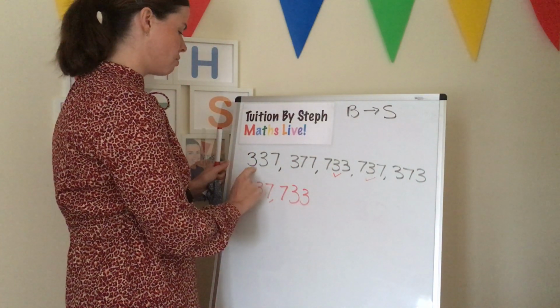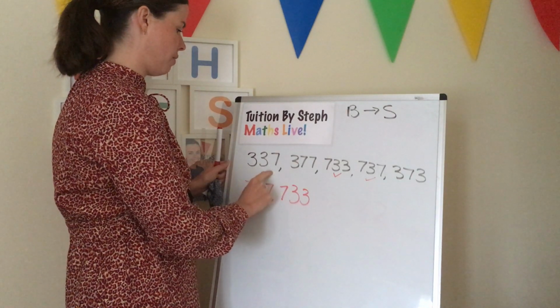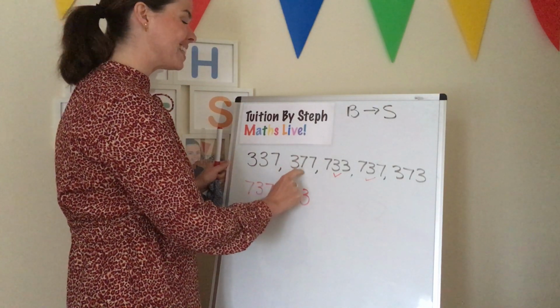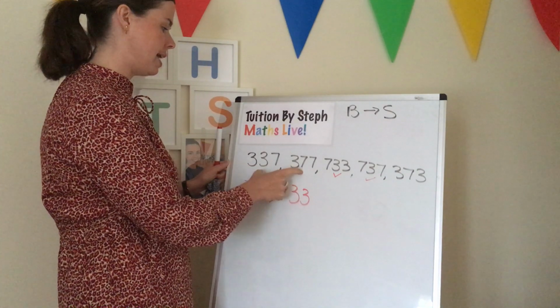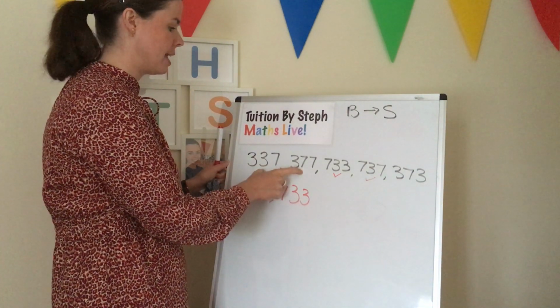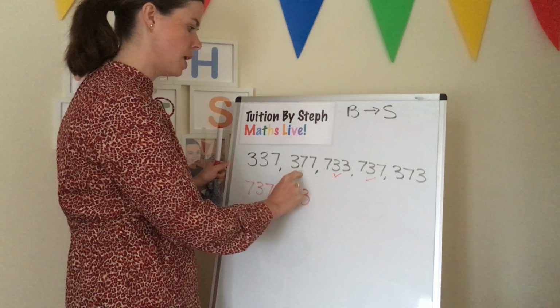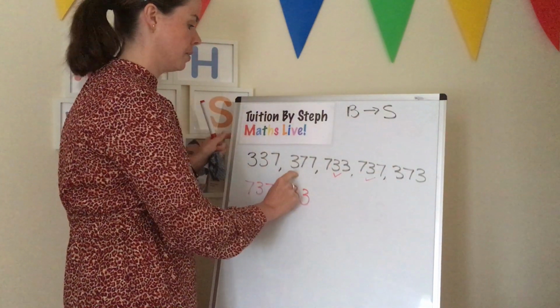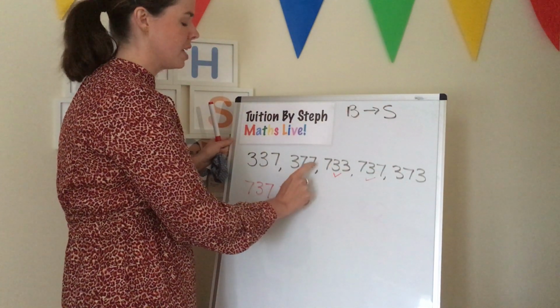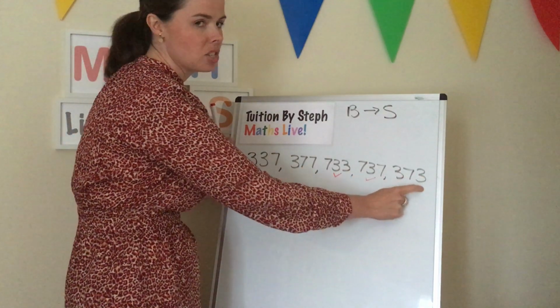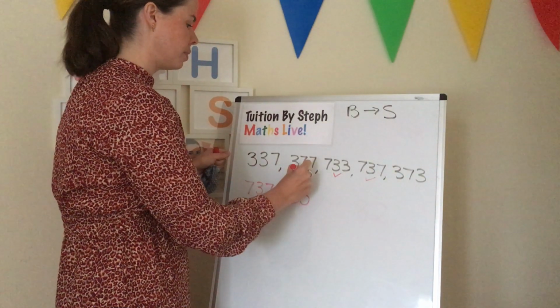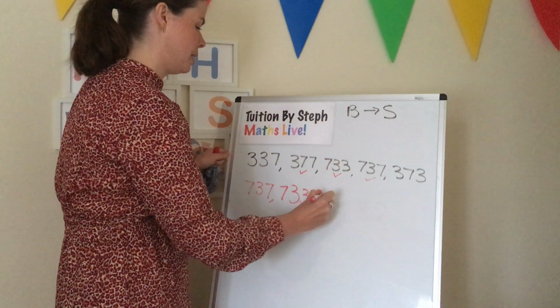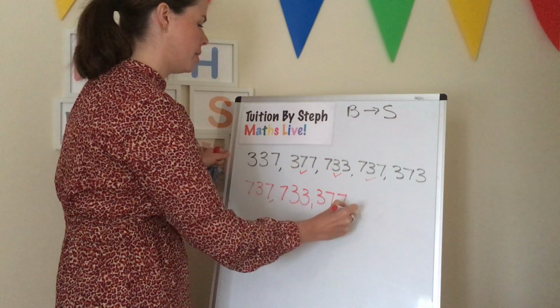So 337, 377. Now this one's got 7 tens, whereas this one's only got 3 tens. So this is bigger than this one. And then last of all, this has also got a 7 in the tens. So let's go to the ones. This has got 7 ones. This has only got 3 ones. So 377 is the next biggest number.